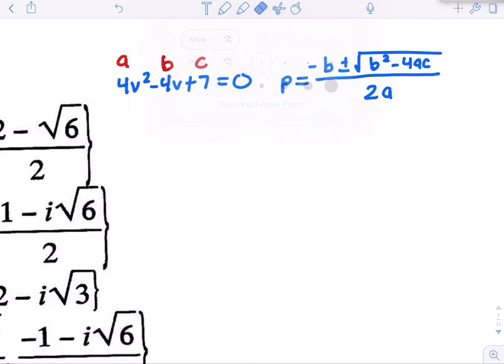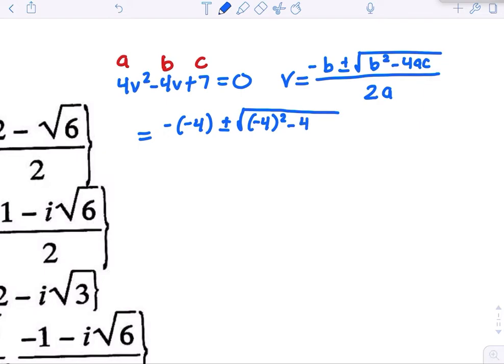You don't want to erase. There we go. All right, here we go. Substituting into our equation, so we're going to get -4, because b is a -4, plus or minus -4 to the second, minus 4. A is 4, and C is 7. All over 2A, which is 2 times 4.